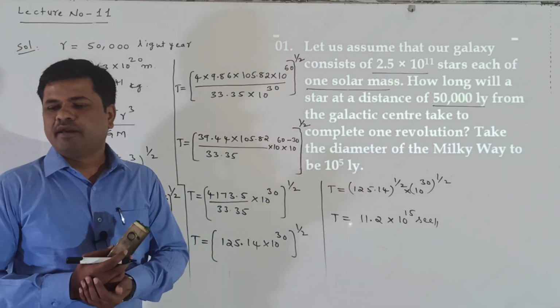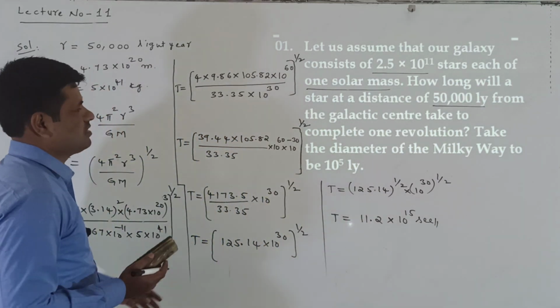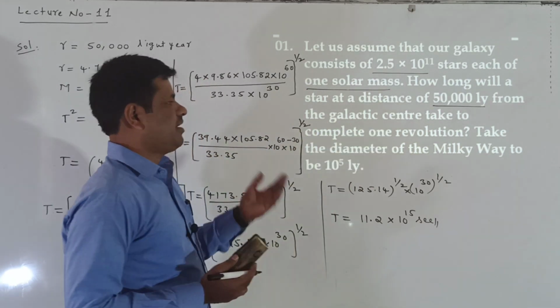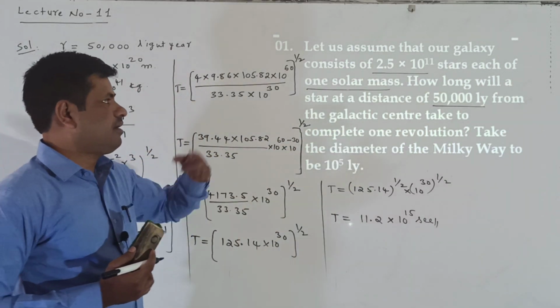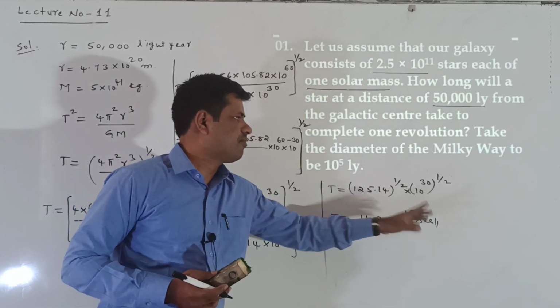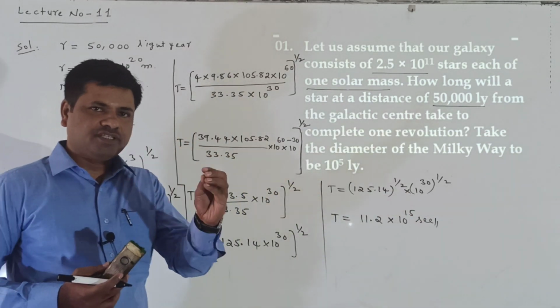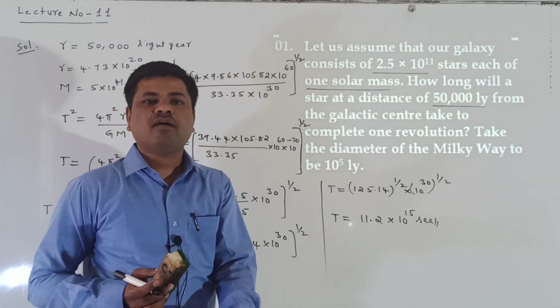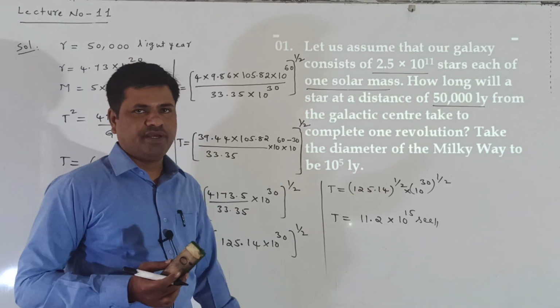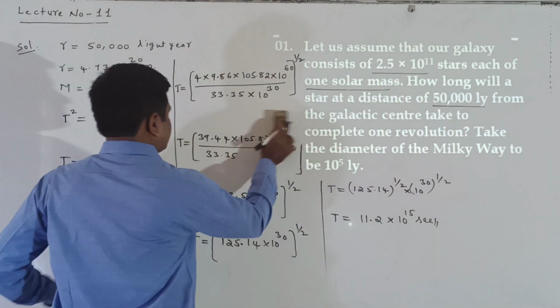This is the time period value. This is the time taken for one complete revolution, the time taken by the star to complete a revolution around the galaxy. How much time is taken? 11.2 into 10 power of 15 seconds. First we change the values and find the formula; all the values substituted in this formula, we can get the final value.